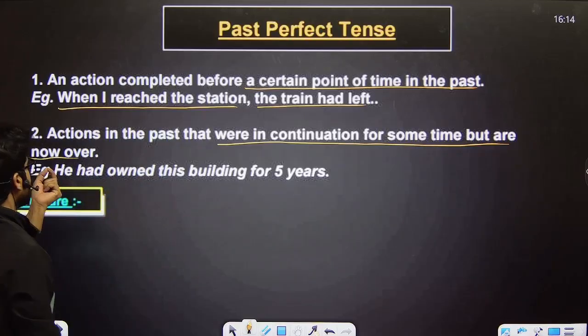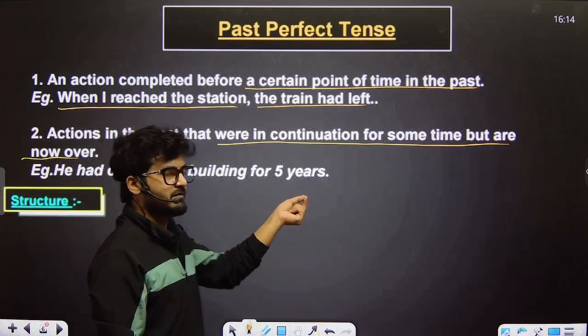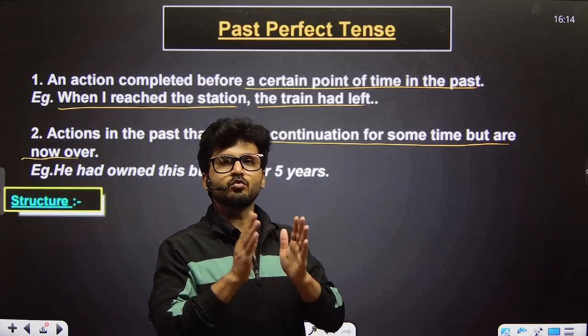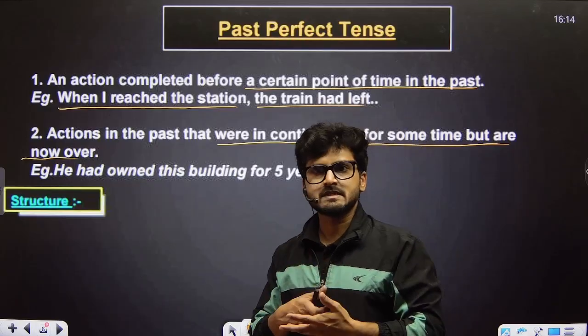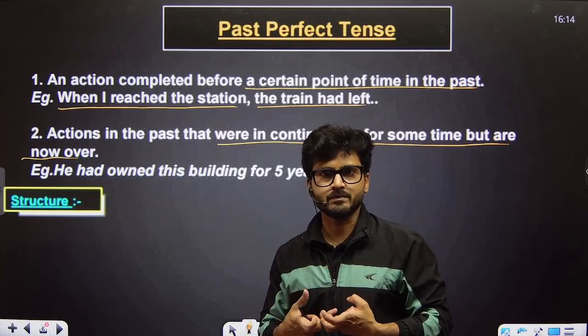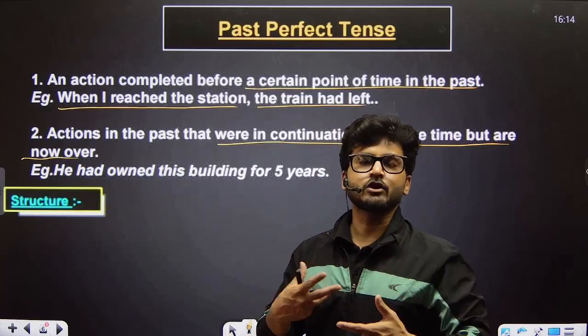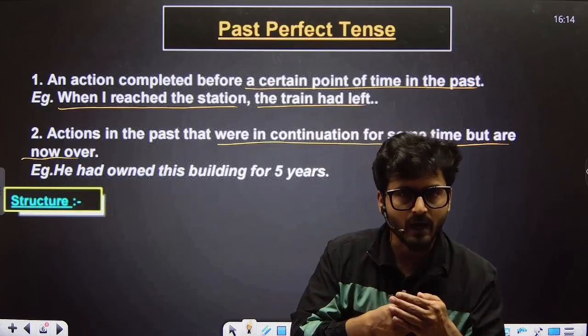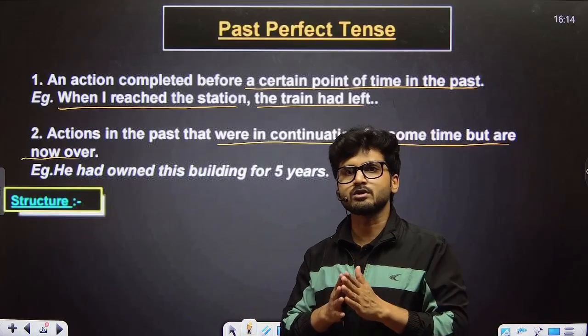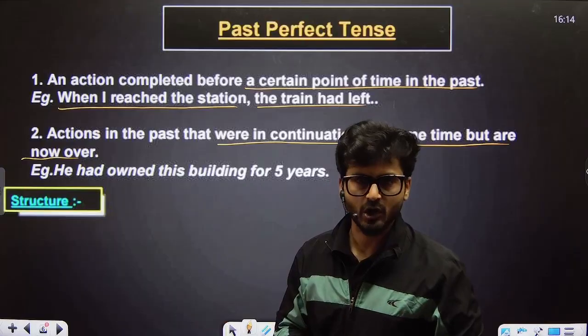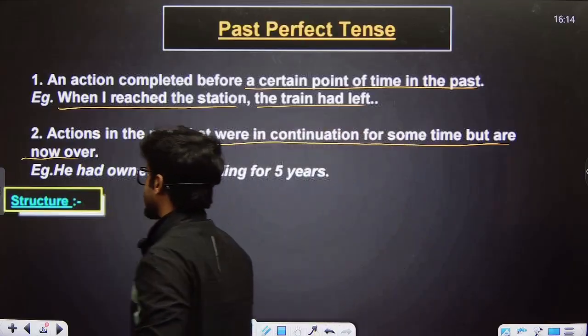Like for example, he had owned this building for 5 years. 5 सालों तक वो इस बिल्डिंग को ओन करता था, है ना, उसको पोजेस करता था, उसकी ऑनरशिप थी उसके पास, है ना. अब धीरे धीरे 5 साल के बाद वो अब फिनिश हो गया. Now at the present scenario he is not owning that building. Got it? So that is the perfect case.